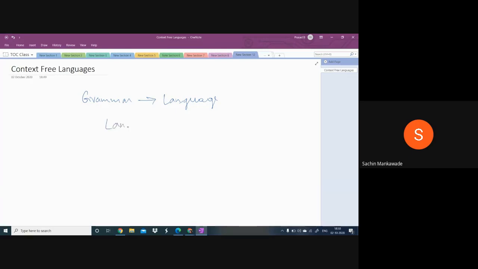So if a grammar is regular, then the language produced by that grammar is a regular language. If a grammar is context free, then the grammar will give a context free language. I repeat, language will be defined based on the grammar, and grammar will be defined based on the production.